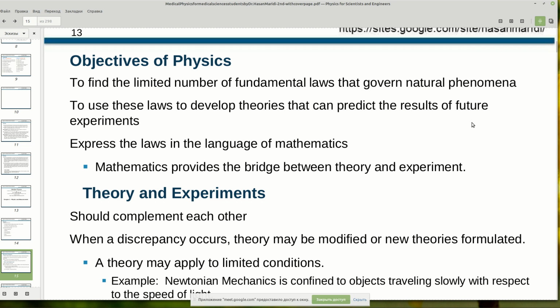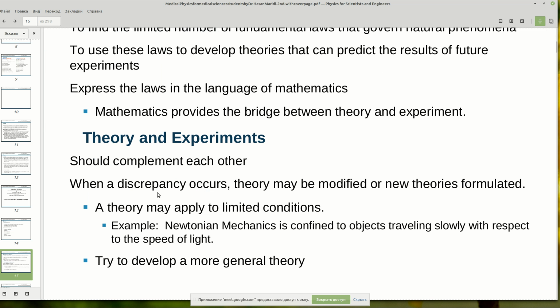And we try to express the laws in the language of mathematics. So mathematics is our main great apparatus. Mathematics provides the bridge between theory and real experiment. Theory and experiments should complement each other. Then, when a discrepancy occurs, a theory may be modified or new theories formulated.